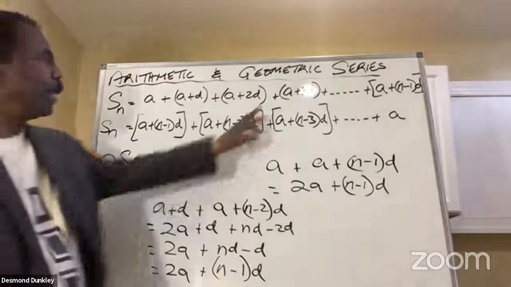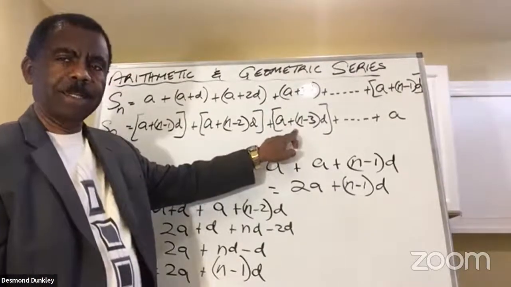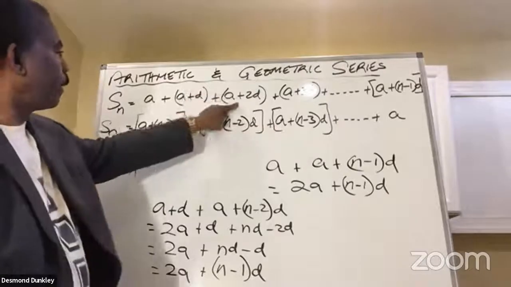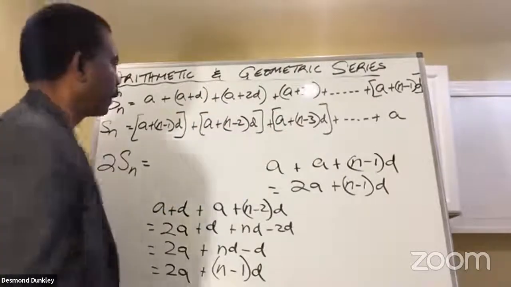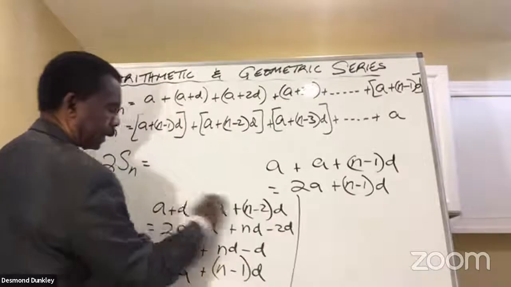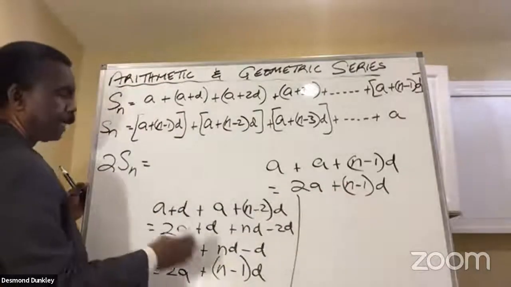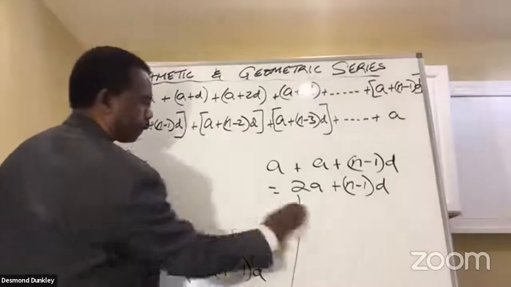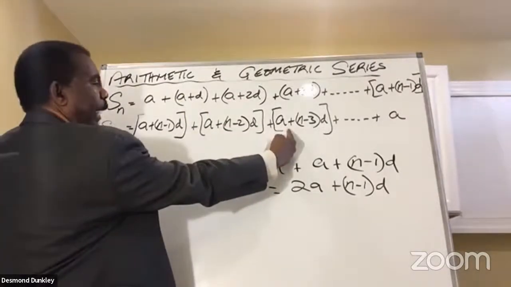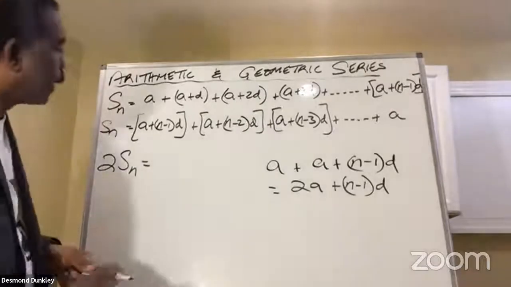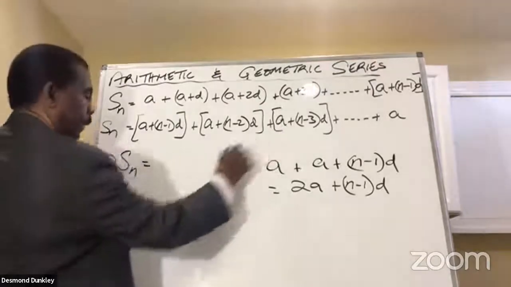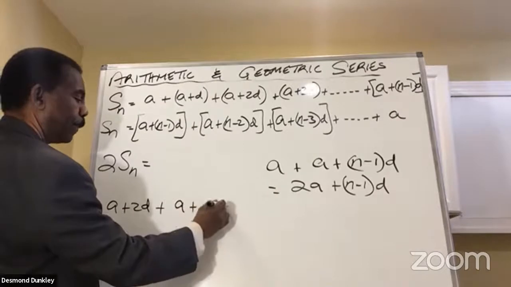Okay, let's try the last one. Let's try this and this. This is the third, okay, and the third to last. So here we go. We already proved that this is the same as that. So I need a little space to work with, so let me erase this one right here. So the third and the third to last. Here we go. So the third is a plus 2d, plus the third to last is a plus n minus 3d.